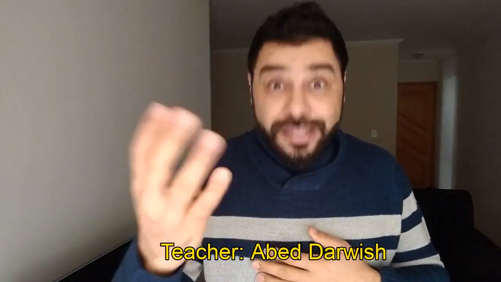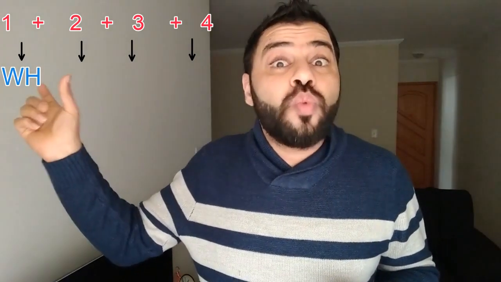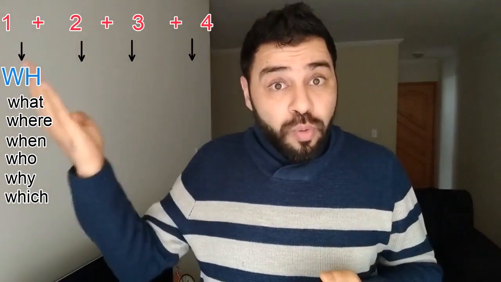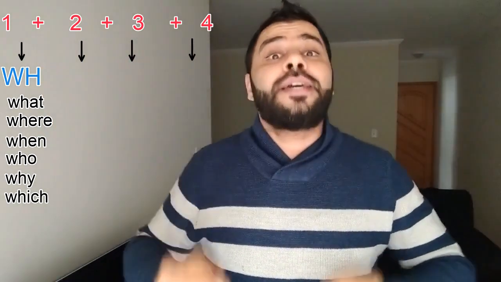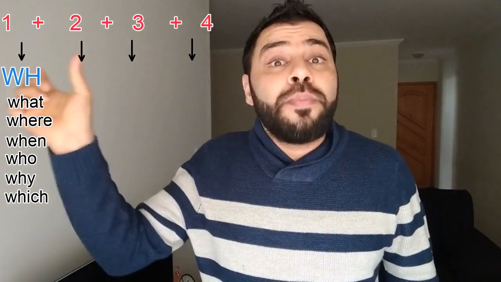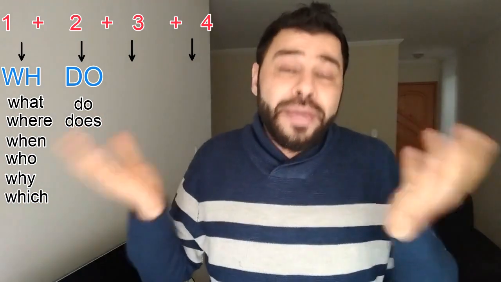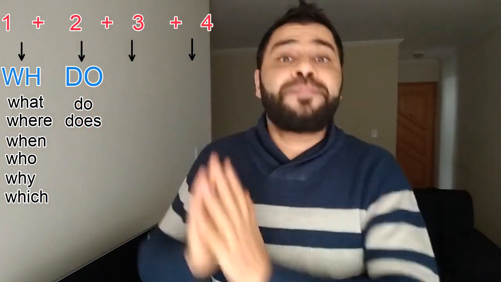4 things to make any routine question in English. Oh, teacher, what are the 4 things? The first one is WH word. Oh, teacher, like what? Includes what, where, when, who, why, which. The second thing is verb do or does, depends on the subject, okay?